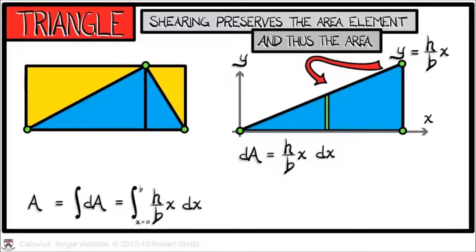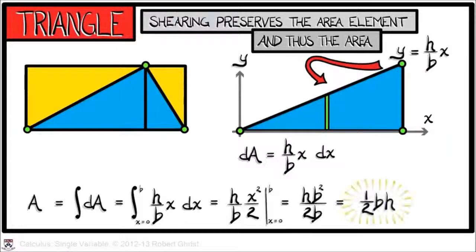And now, what do we see? Well, h over b is a constant. x integrates to x squared over 2. Evaluating from 0 to b gives h b squared over 2b minus 0. Simplifying, we get one half base times height. Very simple.